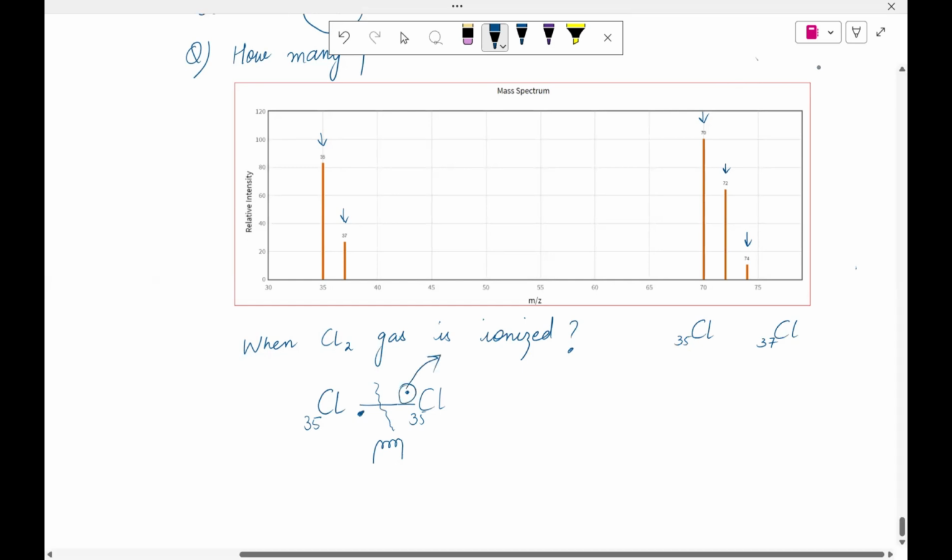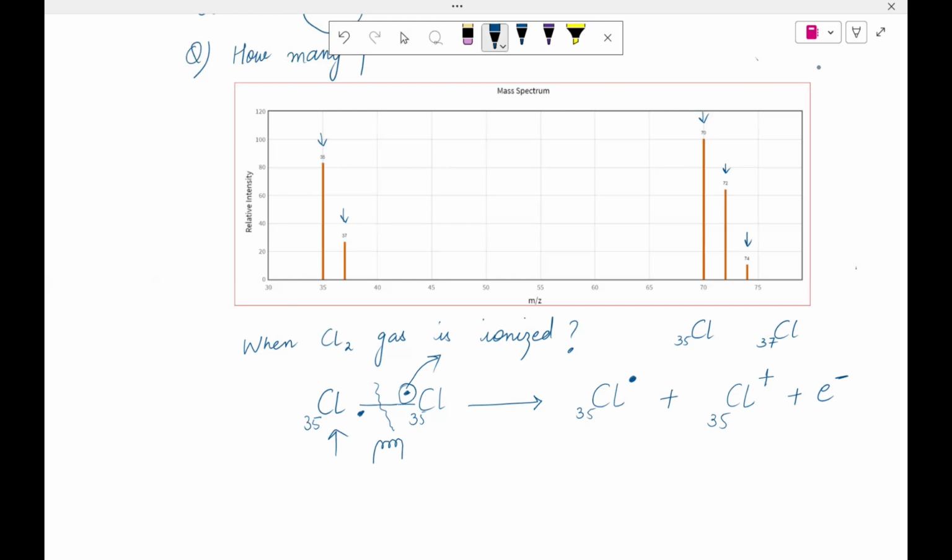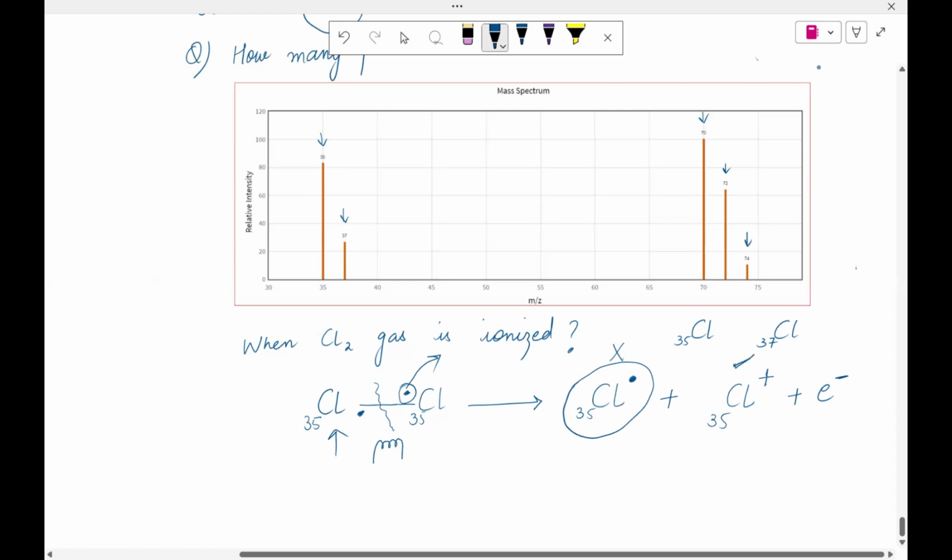If this electron has been removed, then this chlorine has become a radical, which is chlorine 35 with a radical on it. So this is a free radical. But the second atom has become an ion because this electron has been lost. So this has become an ion like this with the loss of an electron. One important thing I want to tell you: mass spectrometry doesn't find the mass of this radical. It is not going to find the mass of this radical, only the mass of this ion is going to be found. Is that clear?